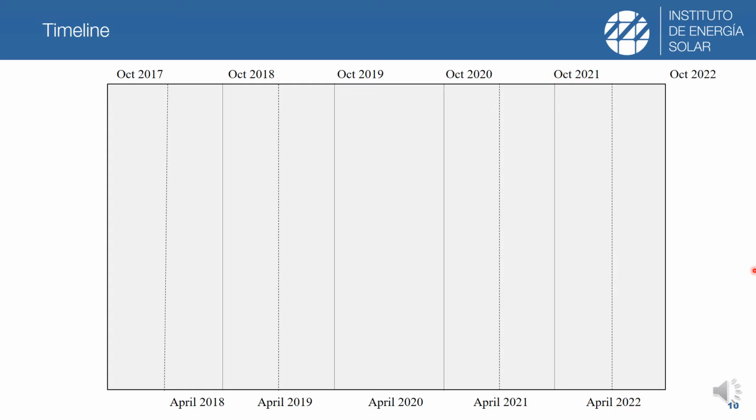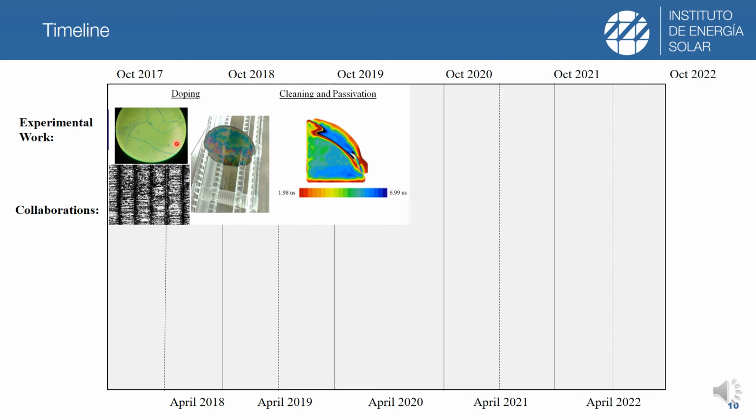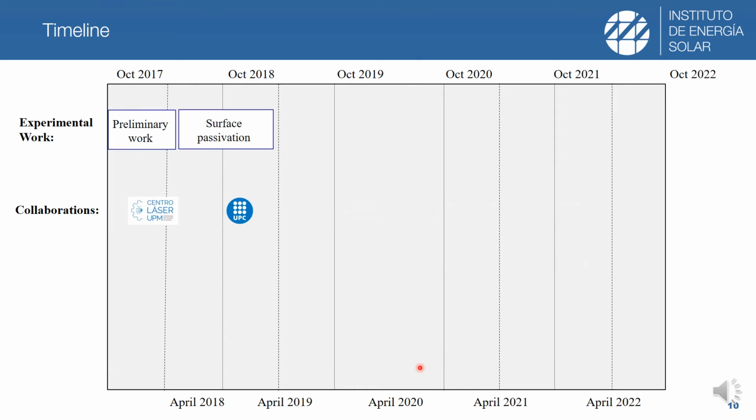So before moving to the experimental part, let me show you very briefly a timeline of the main activities and progress developed during this PhD. I started the PhD in October 2017. I was doing preliminary work in which I was doping germanium by means of furnace diffusions, and then we started some collaboration with Central Laser UPM, starting some trials on doping by means of laser diffusion processes. However, this work was too preliminary, so it was not included in this PhD presentation.